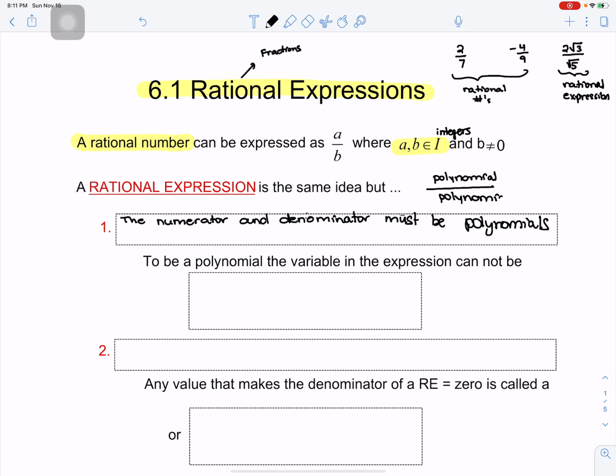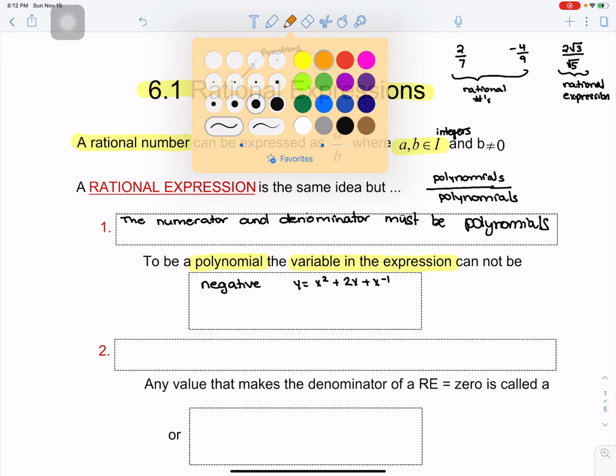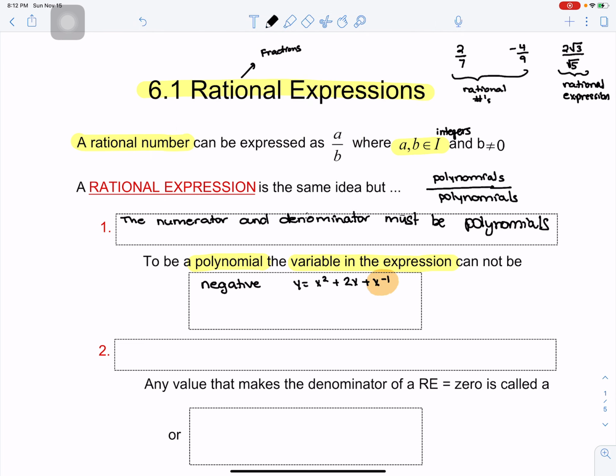So when we're dealing with polynomials, it's important to consider what is a polynomial. To be considered a polynomial, the variable in the expression, like any variables that are involved, cannot be negative. So we couldn't have y equals x squared plus 2x plus x to the minus 1 or something of that sort. I can't have any negatives in the exponent because it's not considered polynomial.